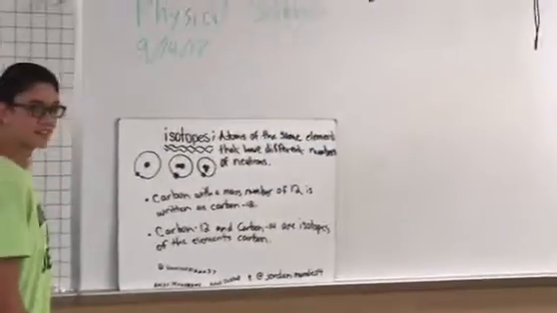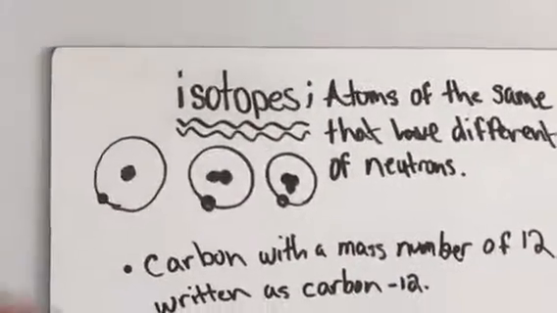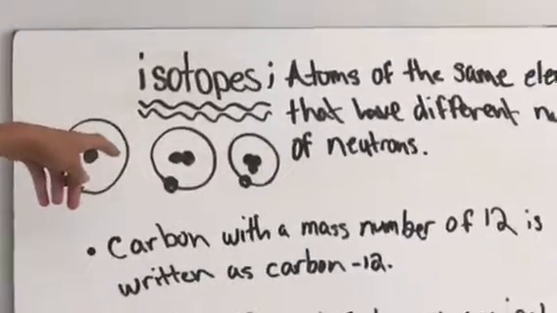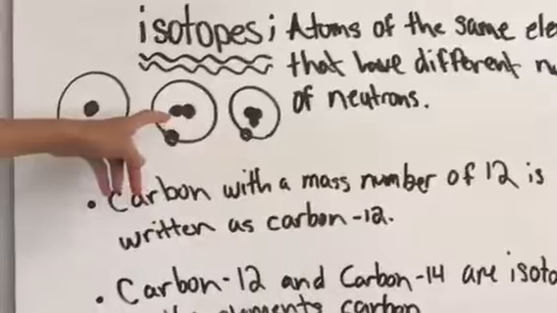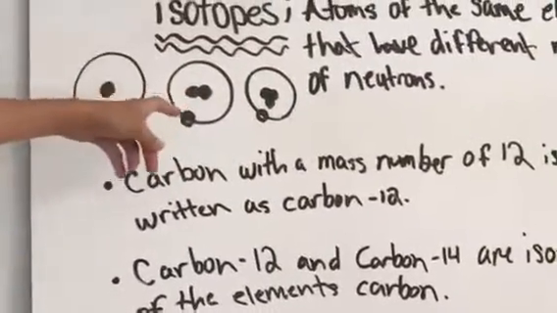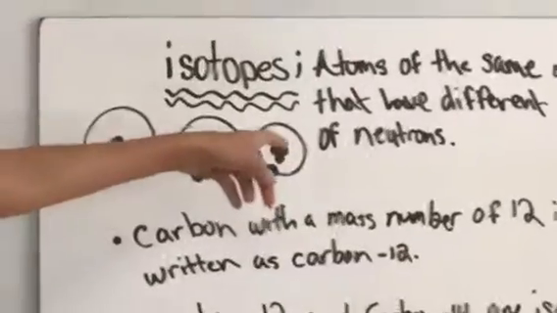Okay, so what about the picture? Tell me about the picture. Point at the picture. That has 1 proton. Point at the next picture. That's 1 proton, 1 neutron. Now point at the next picture. 1 proton, 2 neutrons. Those are 3 isotopes of hydrogen.